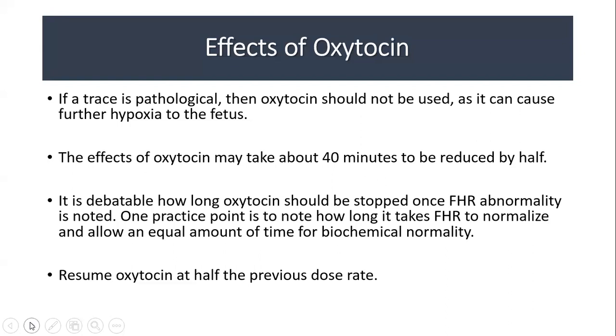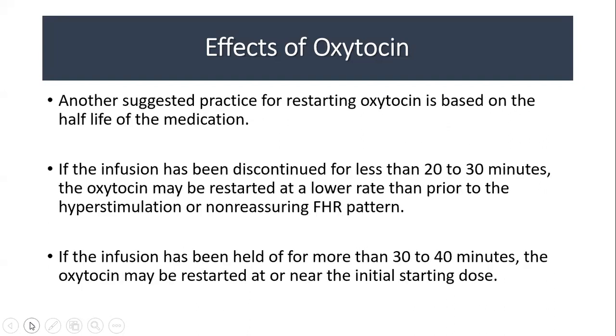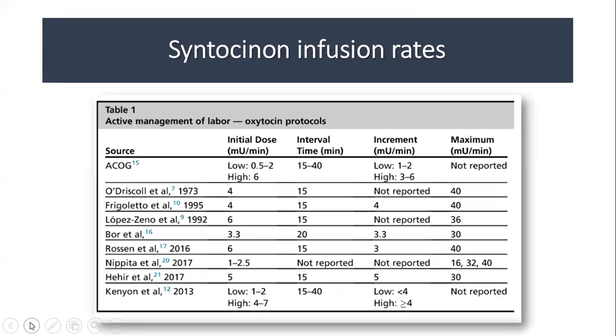Now, there's a debate on how to stop and start oxytocin. One practice point is to note how long it takes for the heart rate to normalize and allow an equal amount of time for biochemical normality, and resume oxytocin at half the previous dose rate. Another point, which is based on the physiology of oxytocin, is if the oxytocin is discontinued for less than 20 to 30 minutes, then the oxytocin can be restarted at a lower rate than when hyperstimulation and pathological CTG was seen. If the infusion has been held for more than 30 to 40 minutes, then it can be restarted near the dose rate at which it was stopped.